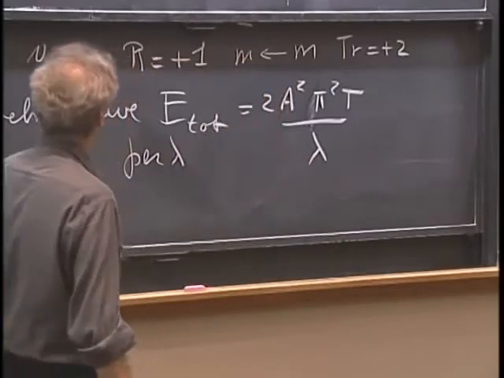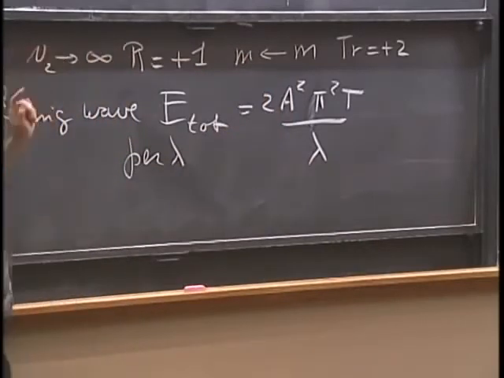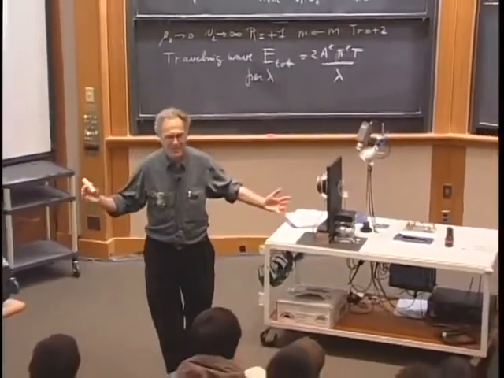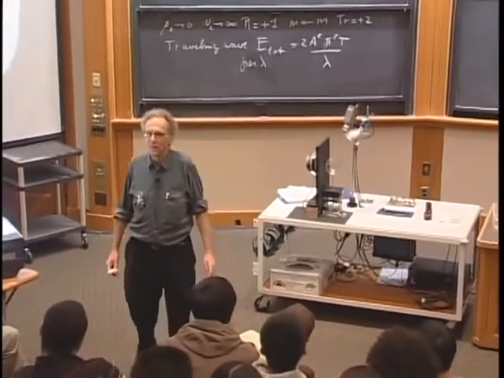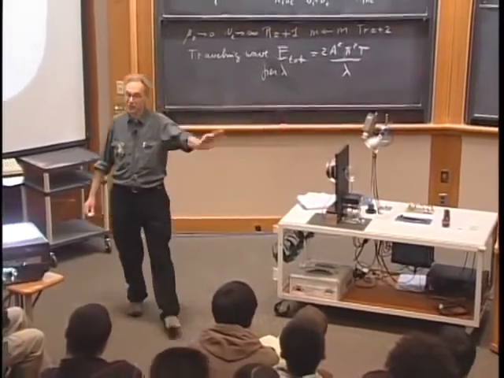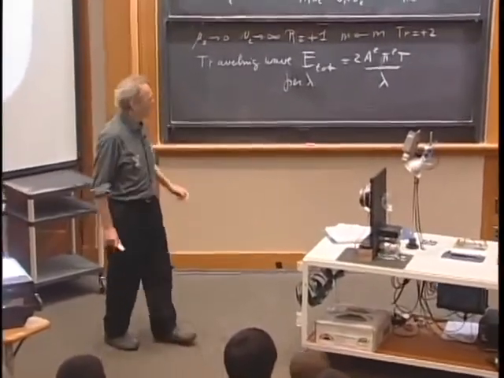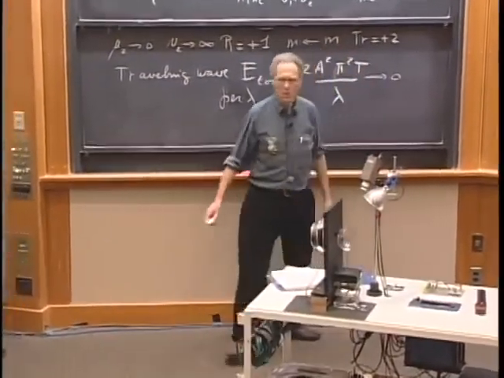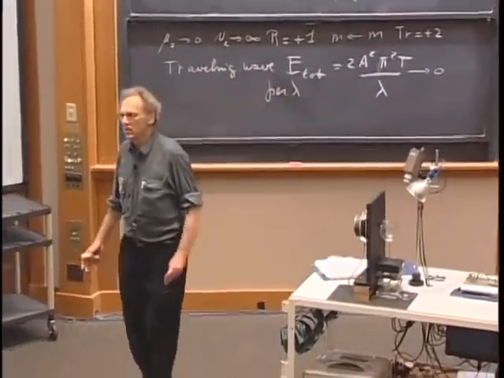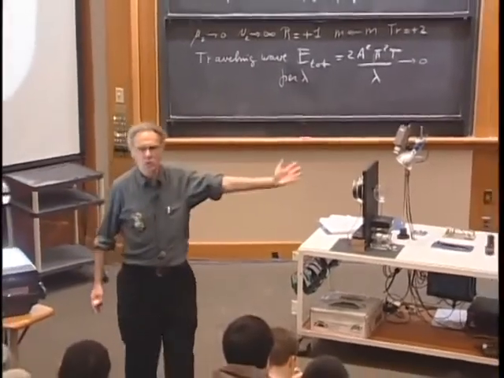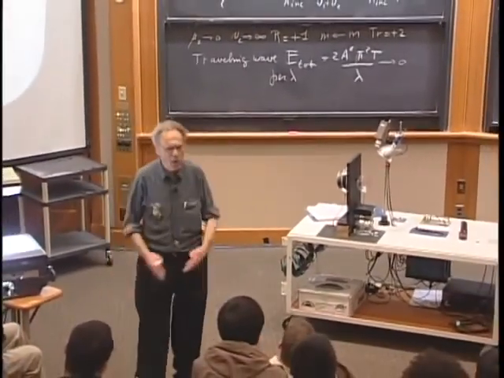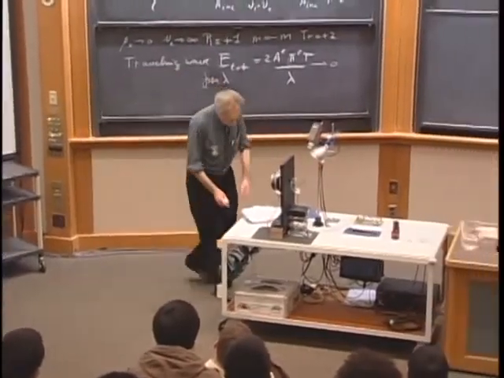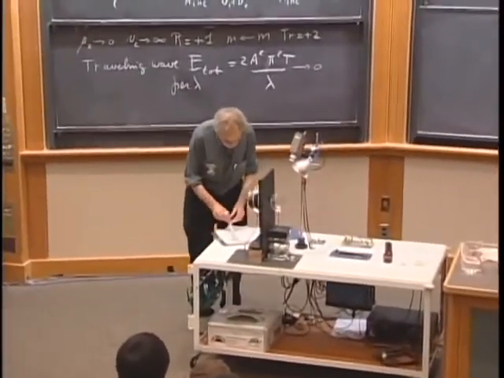And if V2 goes to infinity, then the wavelength goes to infinity. That's obvious, right? If something moves with the speed of light or even faster, infinity is even faster than the speed of light, then lambda goes to infinity, so this goes to 0. And so we came to the same conclusion. Some decadent solution, TR equals plus 2, has no meaning because there is no energy in there. And so I was able to sleep.